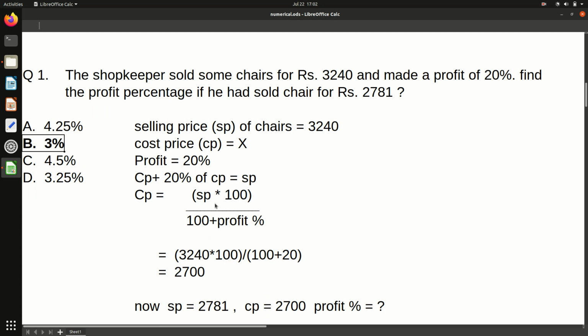So see, if you do not want to remember anything, you can go by this way: CP plus whatever percent of profit is given of CP is equal to SP. That's all. Just put all the values and we will get the answer. This is very simple, I hope. Just keep track of what is given and what we have to find. Like in this case, SP was given, profit was given, so we have to find CP. So just apply the formula. Okay, now we will move to the second question.